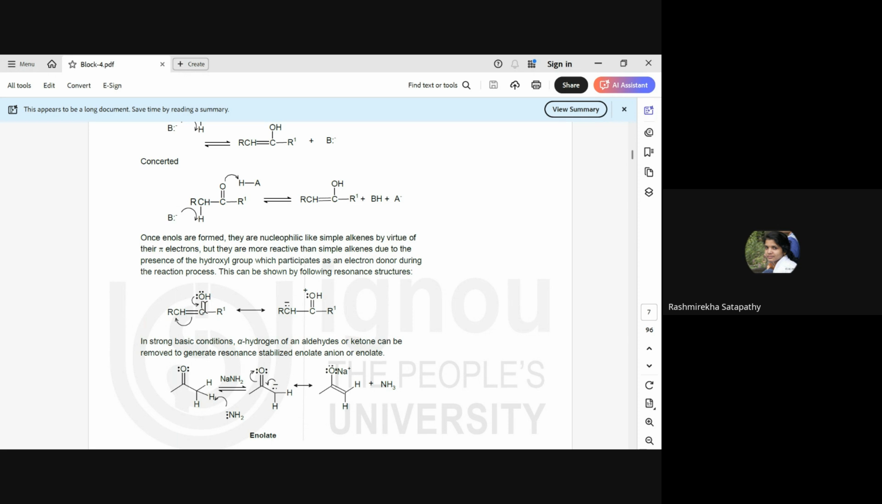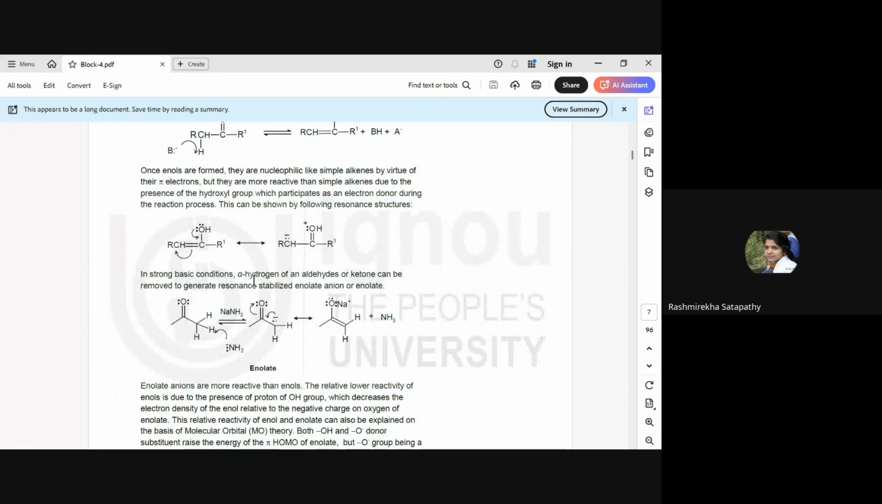So it gives the electron to this bond, and this double bond moves to this carbon. So this carbon gets a negative charge and there is a double bond. Oxygen gets the positive charge. Due to the presence of the hydroxyl group, which participates as an electron donor during the reaction process, this can be shown by the following resonance structure. This is the resonance structure of this molecule.